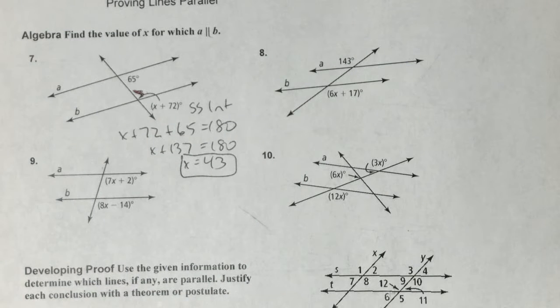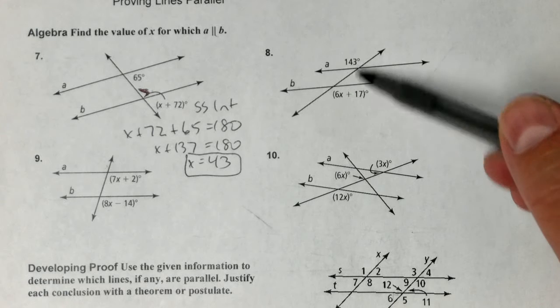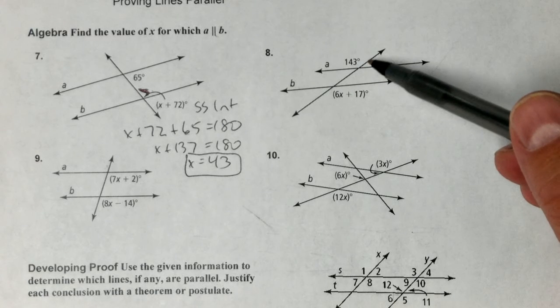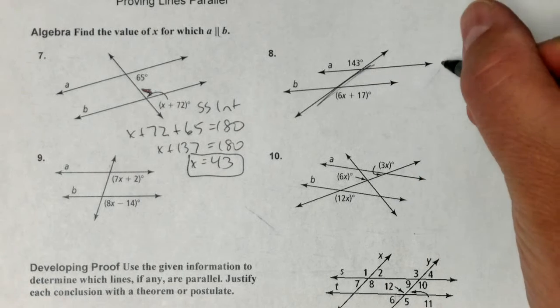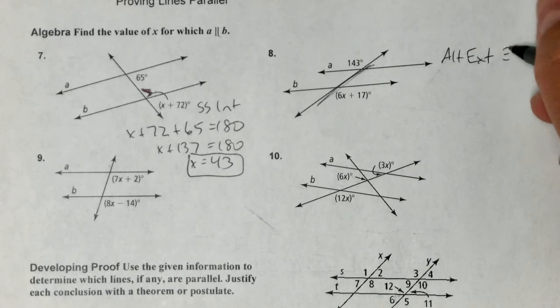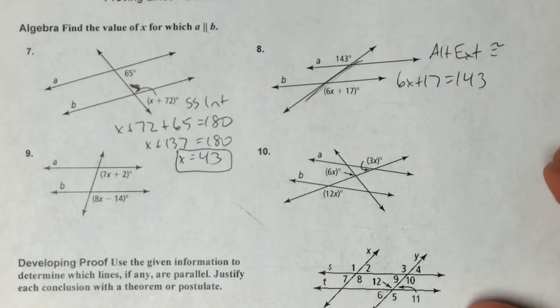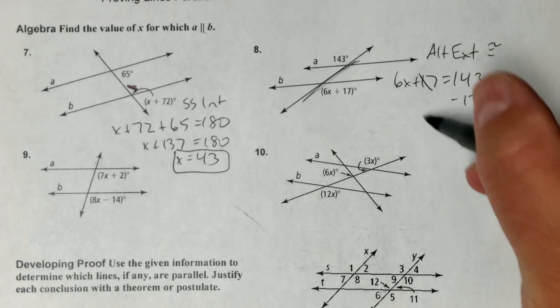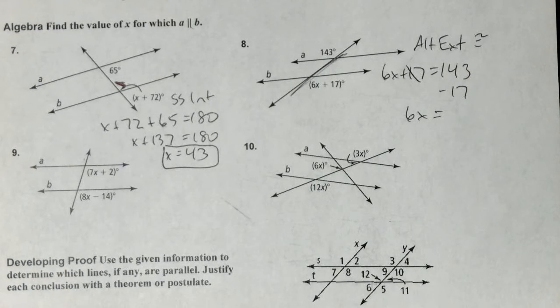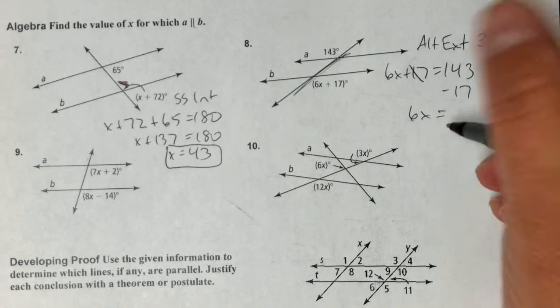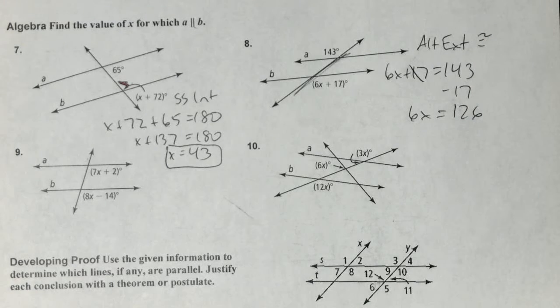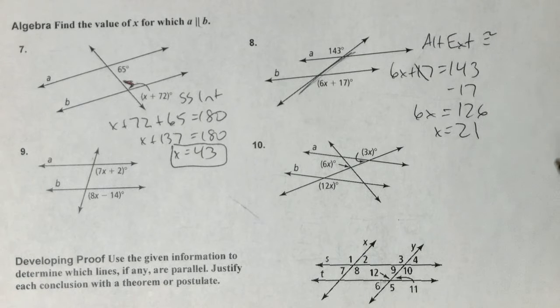So that's number 7. Number 8, these are both exterior, and this is your transversal, so we have alternate exterior, which are congruent. So we say 6x plus 17 equals 143. Then we subtract 17: 143 minus 17 is 126. Divide by 6 is 21. Yes, that's correct. So this one we get 21.